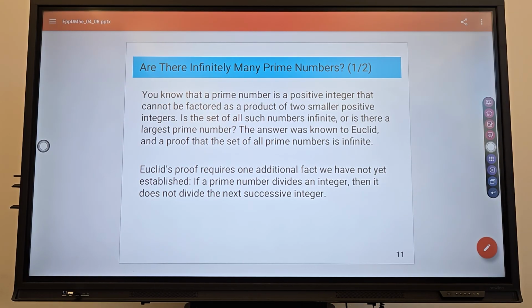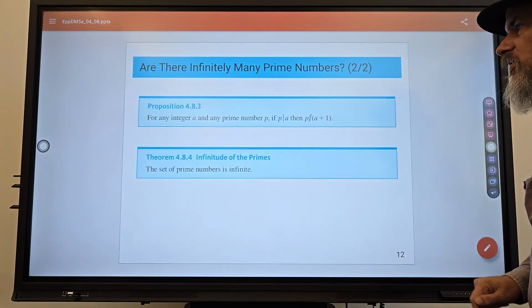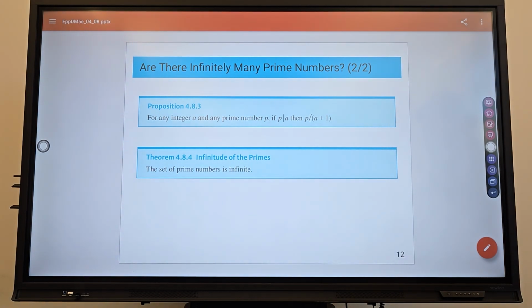Euclid's proof requires one additional fact we have not established. If a prime number divides an integer, then it does not divide the next successive integer. So for any integer a and any prime number p, if p divides a, then p does not divide a plus 1. And from this you can conclude the infinitude of primes.